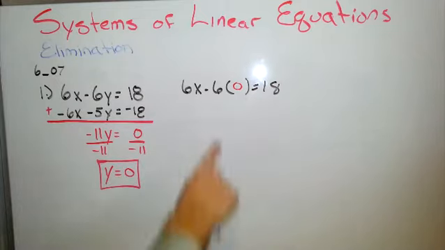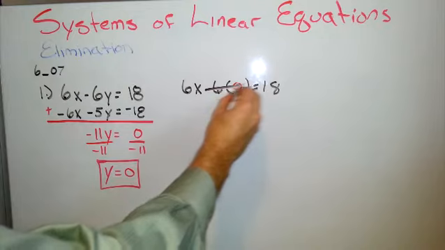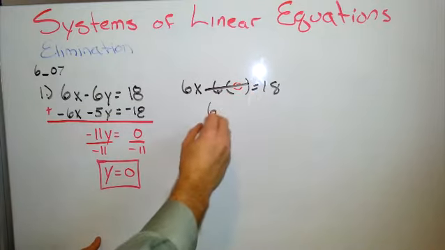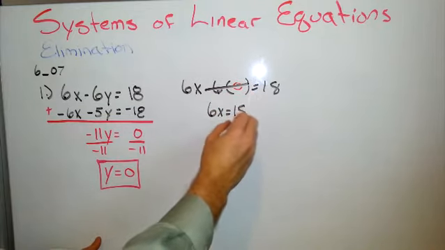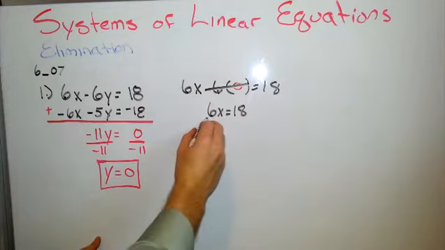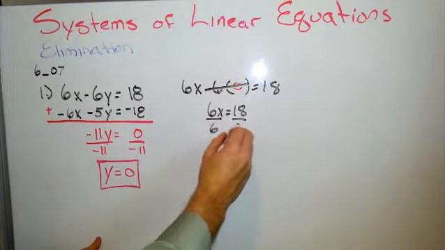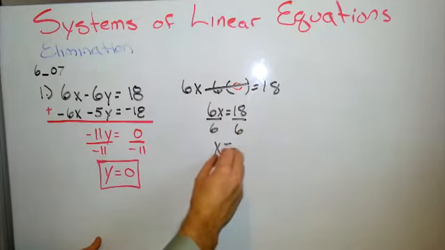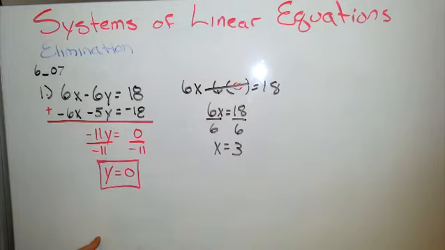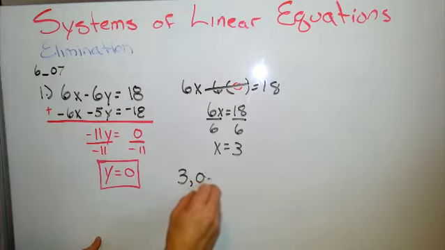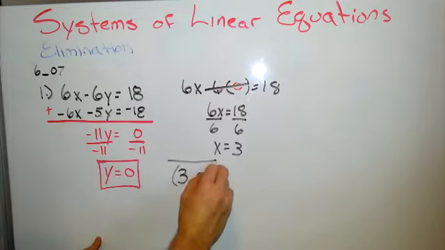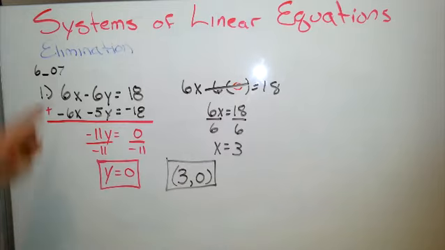And we'll finish solving. 6 times 0 is 0. That entire term is gone. Leaves me with 6x equals 18. Divide both sides by 6. X is 3. And we now have both pieces to the coordinate that we're looking for. The place where these two lines intersect is located at 3, 0. You can plug in 3 to both equations. They'll both give you the y value of 0 as well.